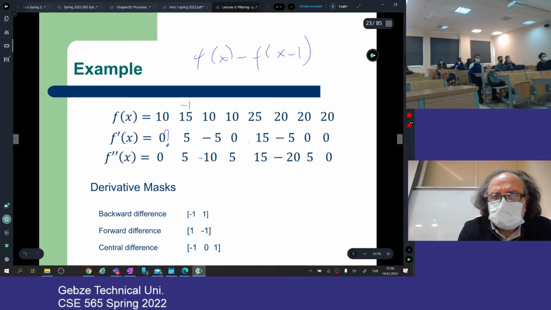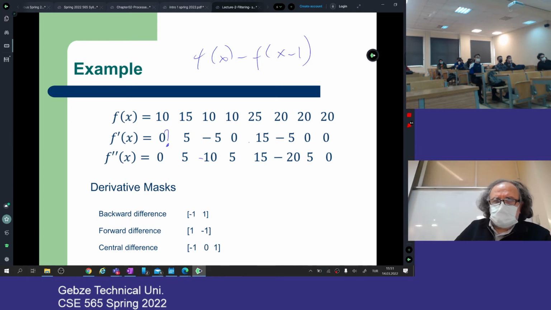Minus 1 is here, and 1 here is here. Minus 15 plus 10 is minus 5, etc. It goes that way. So basically I take this window and move it around at each element and multiply it with the corresponding value and add them up. Backward difference for this one, forward difference is this one, and the central difference is this.